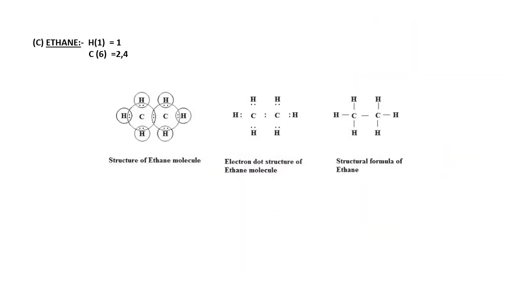The last one is ethane. See beta, carbon requires 4, that's why it is in the center, while hydrogen requires 1, that's why it is in the corner. In these two carbon atoms 1 electron is shared, so there is a single bond. Each hydrogen requires 1 electron, so it will take from another atom. In this way the molecular formula is formed.